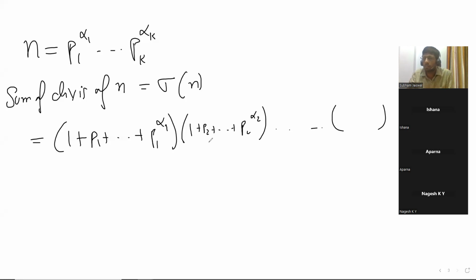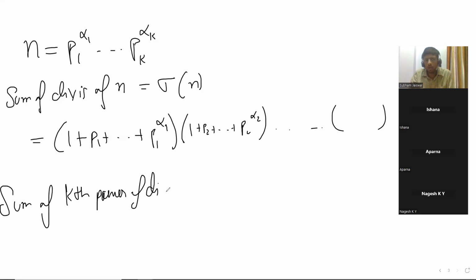This is the answer. Nothing more, nothing less. That's it, right? Now, if you say sum of kth power of divisors of n, let's call this. So you take the divisors, you take the kth powers, and then you take the sum.